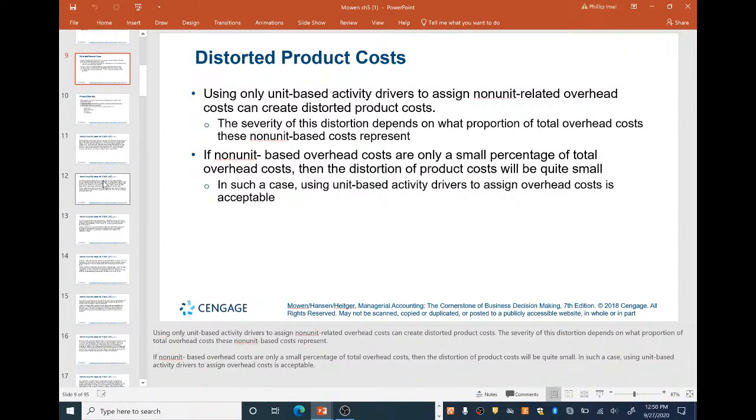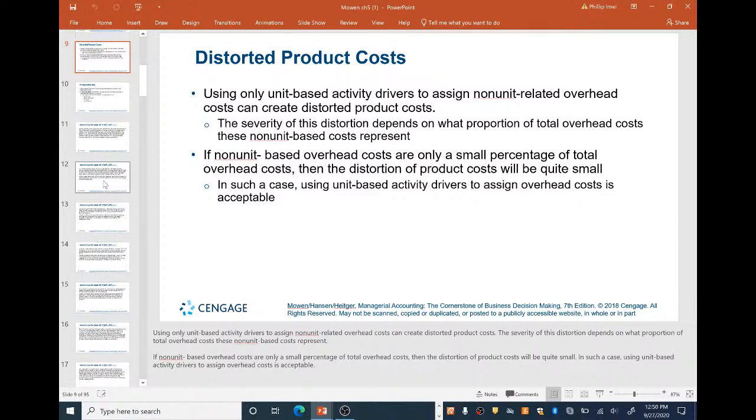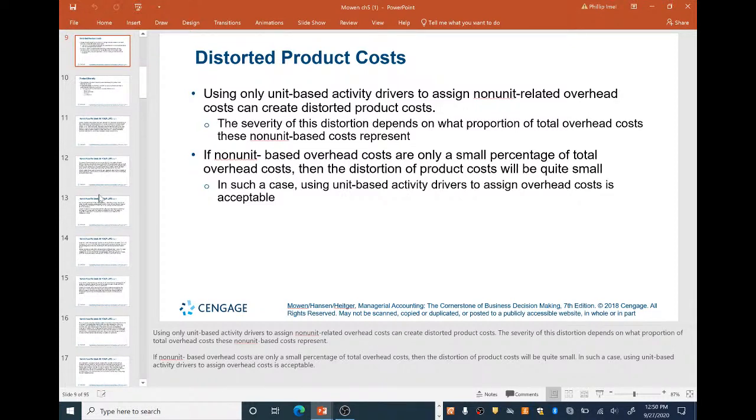Okay, let's talk a little bit about distorted product costs. Using only unit-based activity drivers to assign the non-unit related overhead cost can create a distorted product cost. The severity of this distortion ultimately depends on what proportion of total overhead cost the non-unit based costs represent. If the non-unit based overhead costs are only a small percentage of total overhead costs, then the distortion of the product cost will be quite small.